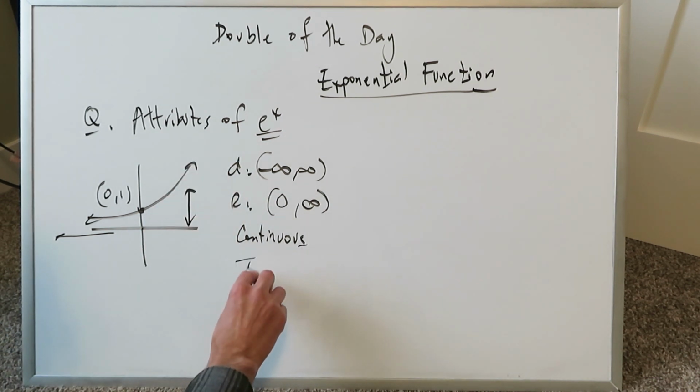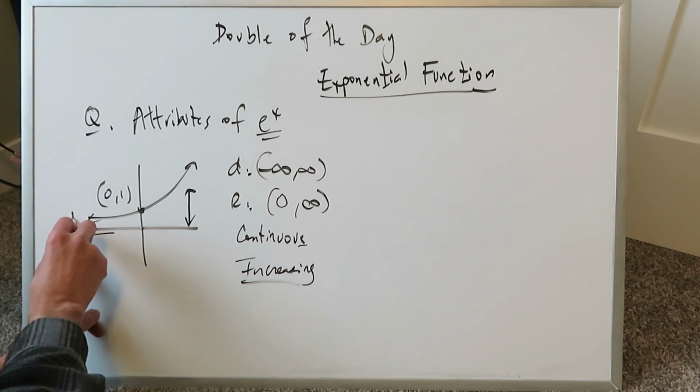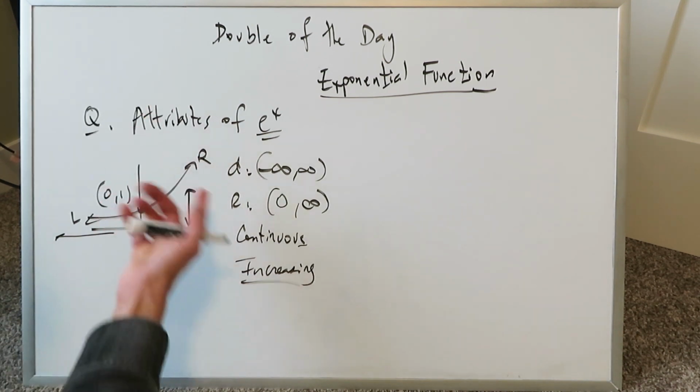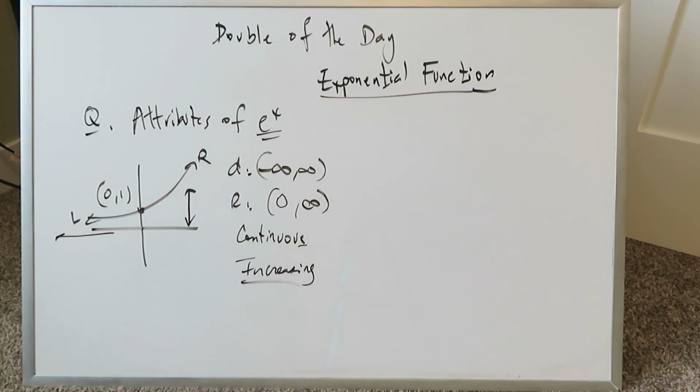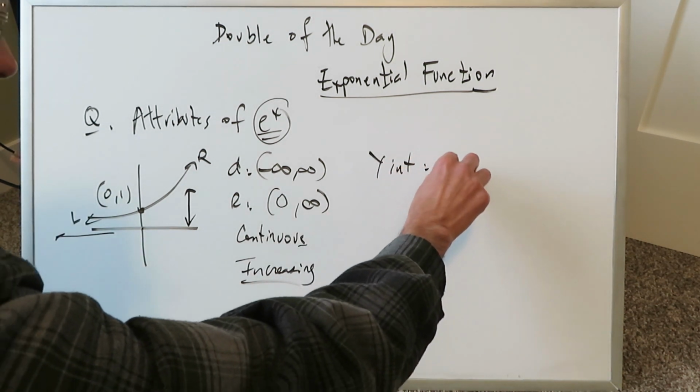In terms of increasing and decreasing function, it is purely increasing. From left all the way up to right, it only goes up in terms of its y values, always increasing as you follow this curve. For this specific e to the x, it's an increasing function. Additionally, you know very well it has a y-intercept of 0, 1.